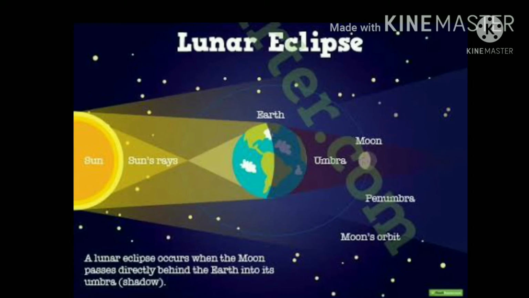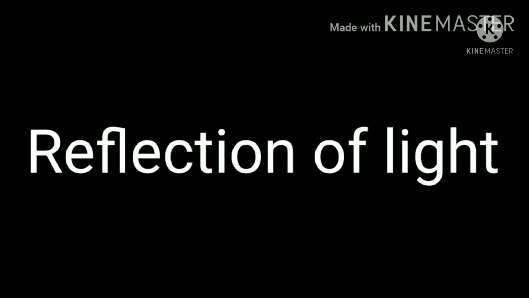Okay. Next, we studied reflection of light in the last class, isn't it? The phenomenon due to which light bounces off a highly polished surface. What will happen? Reflection of light will happen. Because of reflection, images are formed, isn't it? An image is formed when light is reflected from a surface. Okay, students.